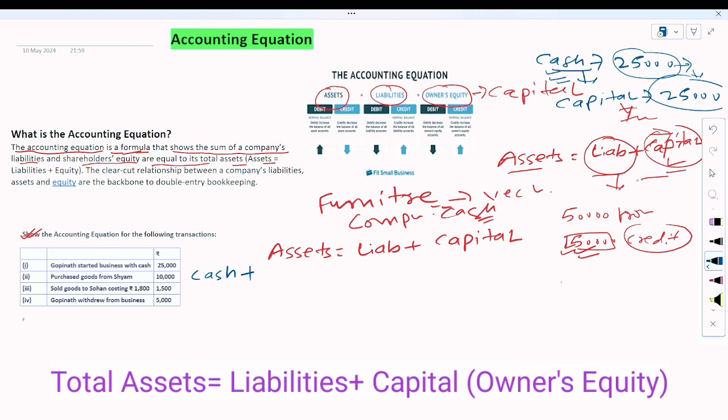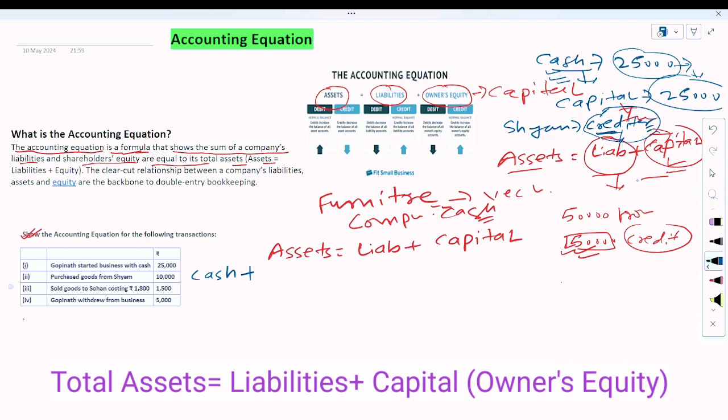Here Gopinath is purchasing goods from Shyam. It means this person Shyam is the creditor for our business, for Gopinath's business. And creditor, as you know, means in future Gopinath will pay the amount of rupees 10,000 to Shyam. It means it is a liability for the business. So the second thing, liability has been created here, creditors.